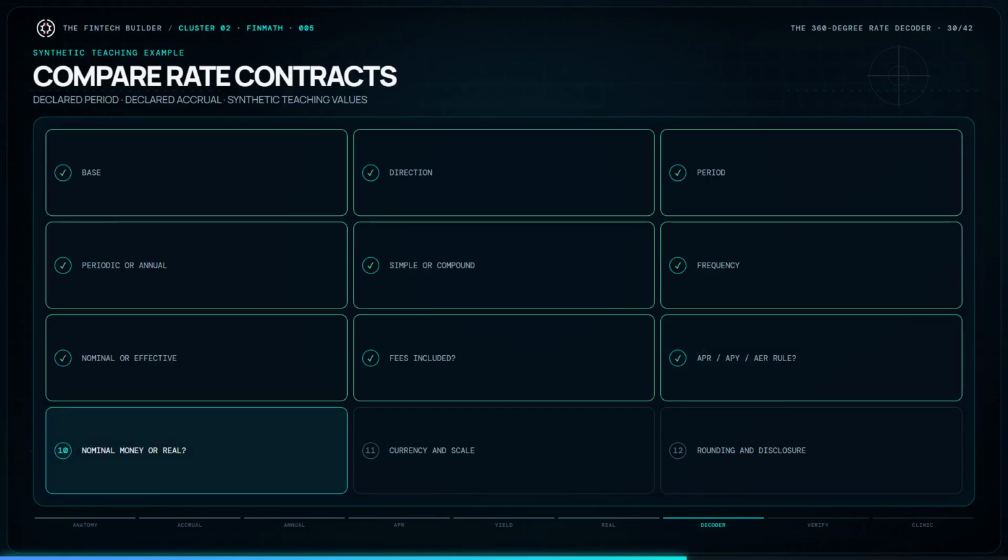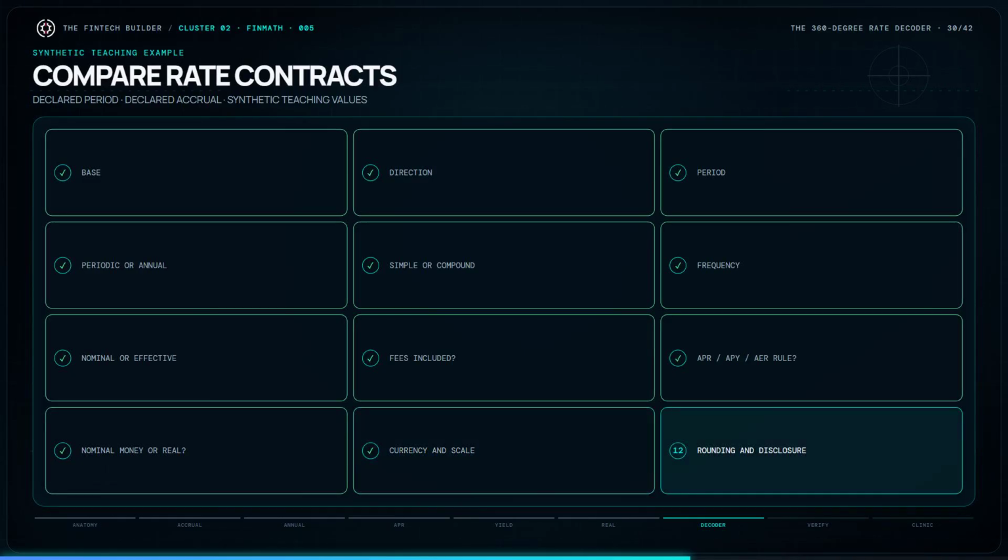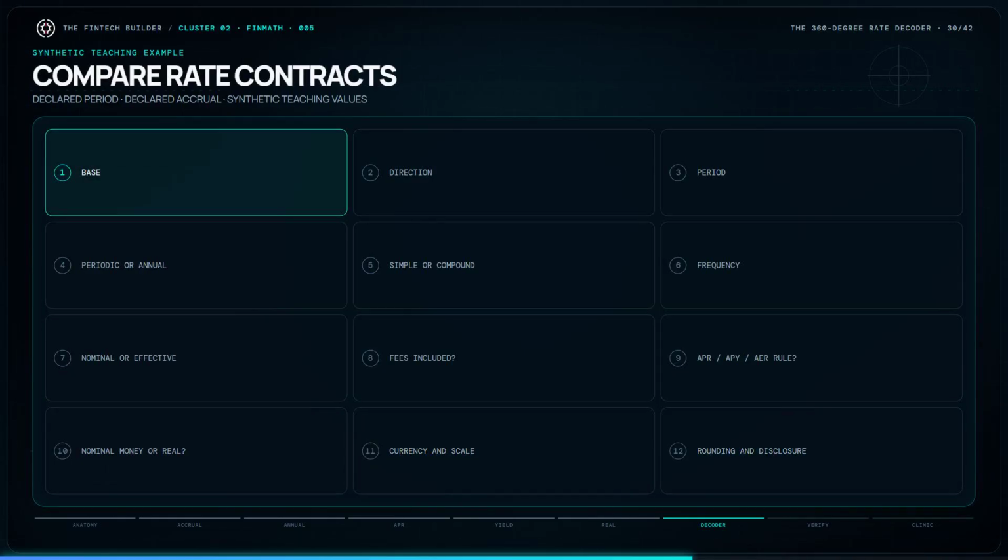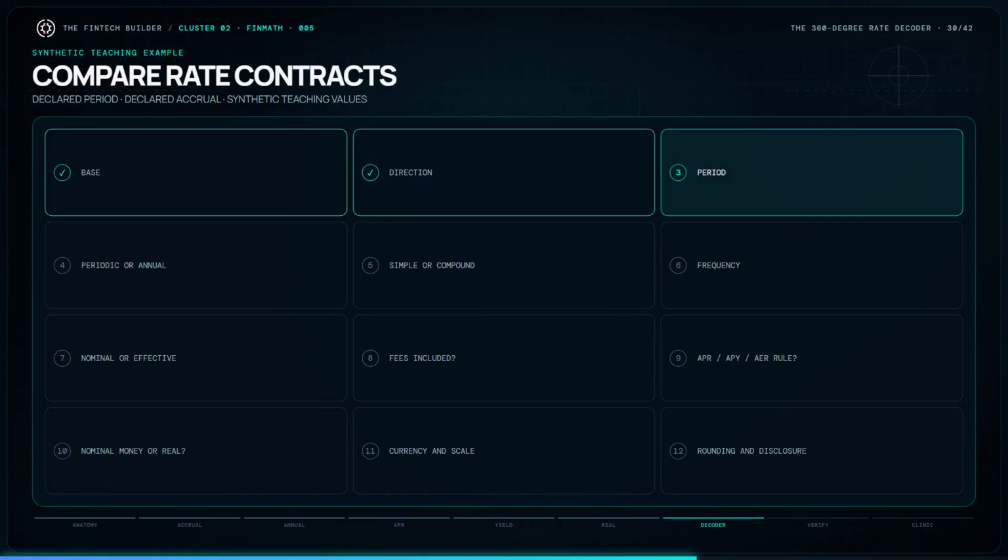Are fees included? Is the label APR, APY, or AER under a specific rulebook? Has inflation been removed? And are all comparisons using the same currency, period, and definition? Only after those fields are known is the rate ready for comparison.